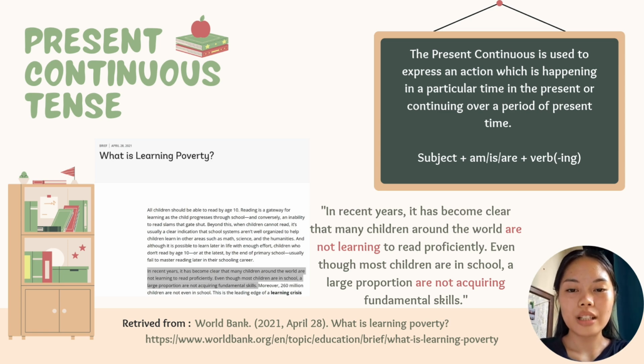This excerpt is retrieved from a World Bank report. It says, in recent years, it has become clear that many children around the world are not learning to read proficiently. Even though most children are in school, a large proportion are not acquiring fundamental skills. So the words in bold are the continuous verb phrases.